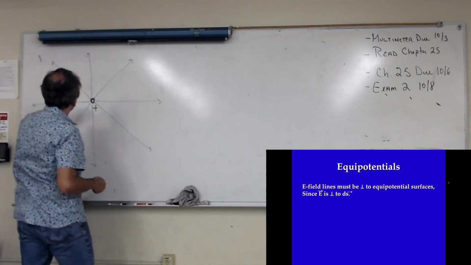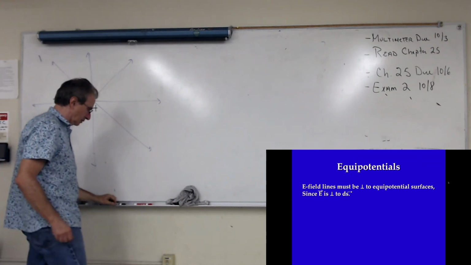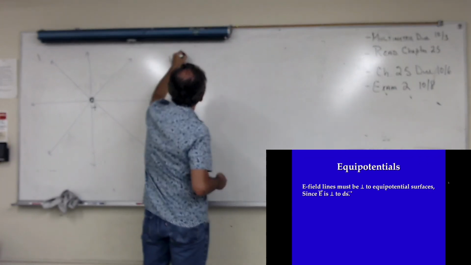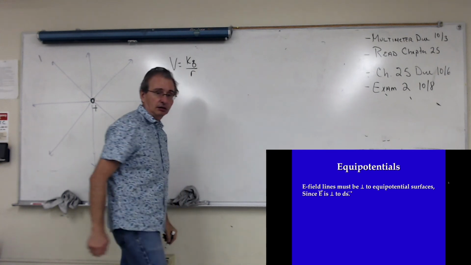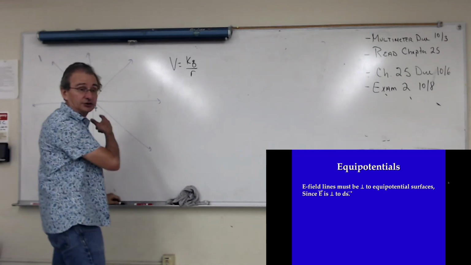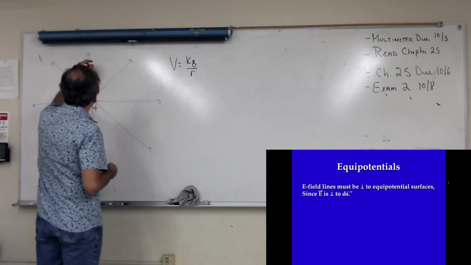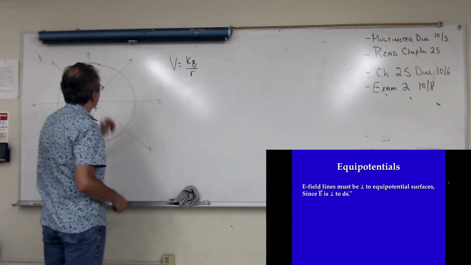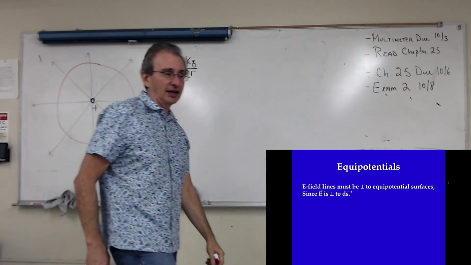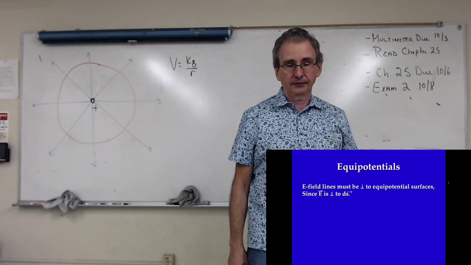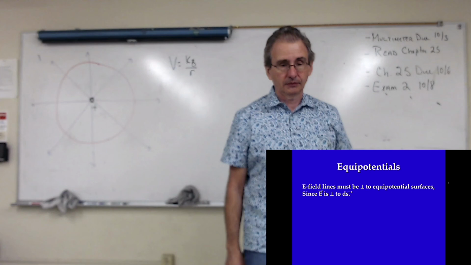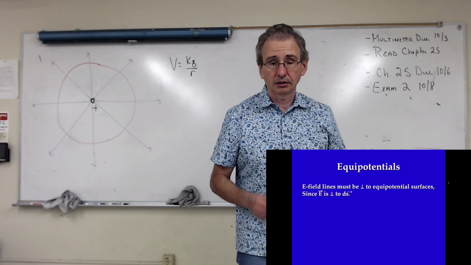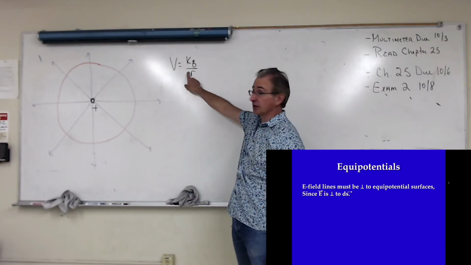Now, at any point, remember V is kq over r for a point charge. So if I draw a sphere of radius r, what's V at any point on that sphere? Isn't it the same thing? V has the same value anywhere on that sphere because of this equation.